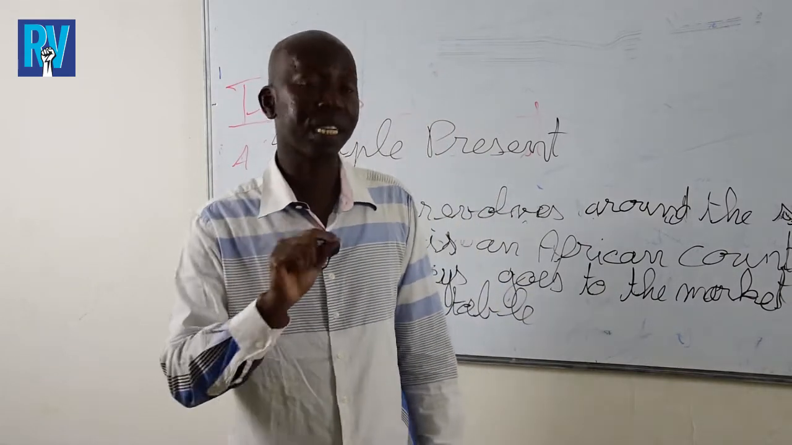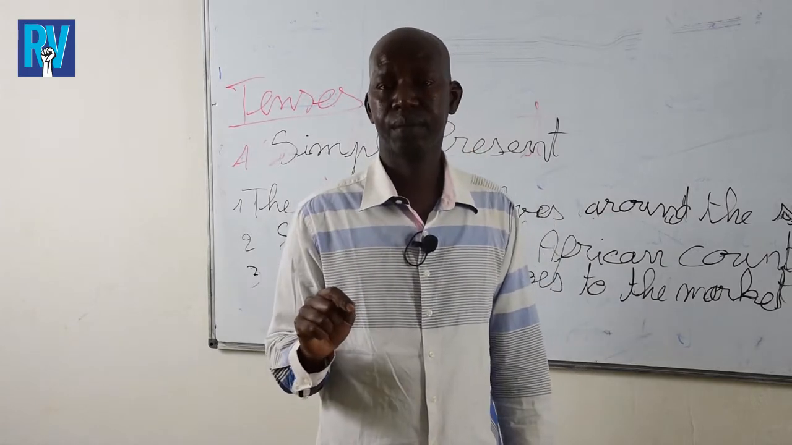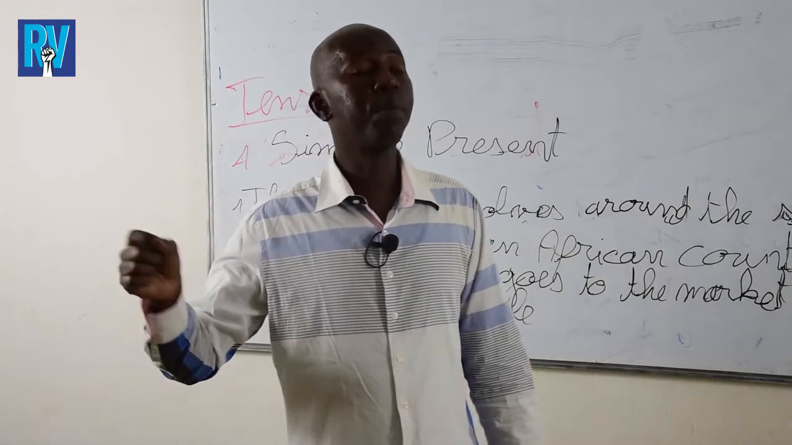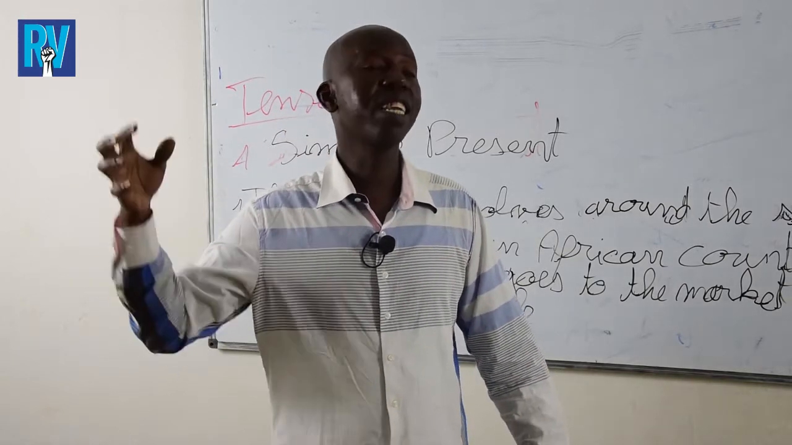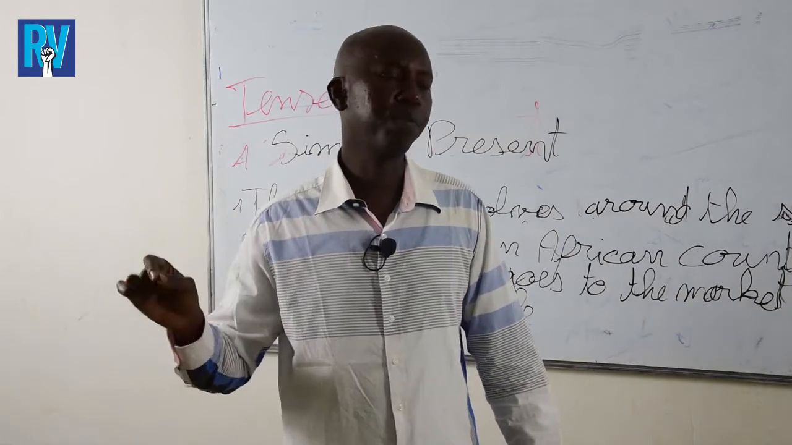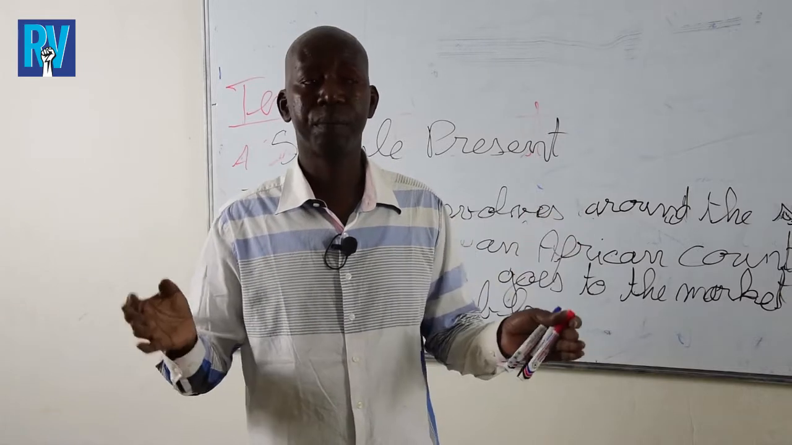We have also it's high time. It's high time plus subject, we have to use the simple past. The following verb must be written in the simple past. It's high time plus subject plus simple past. Or it's about time, or it's time.